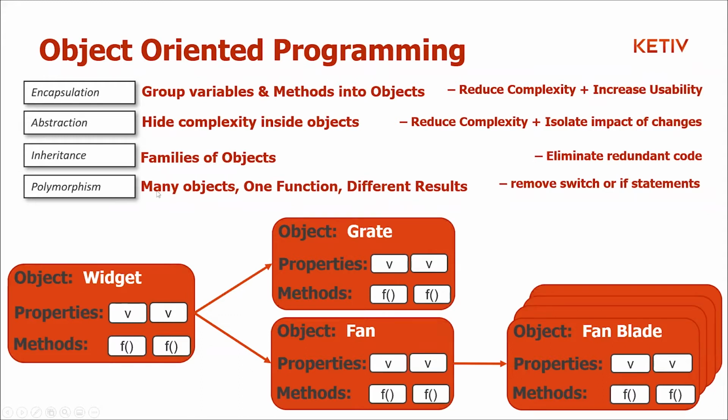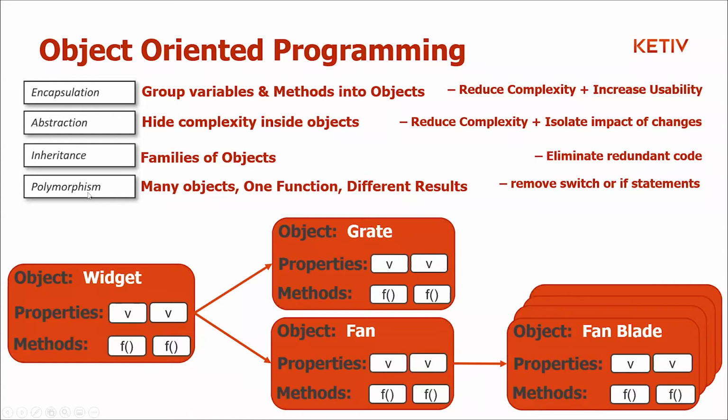Now, the next 2 we're not going to focus as much on because they're a little more advanced to implement. But inheritance, I like to think of it as a family of objects. So grate and fan are both parts. What if we had a part object that held all the shared functions and properties of grate and fan, so we didn't have to duplicate the code in between? As you can see, the benefit is it eliminates redundant code.